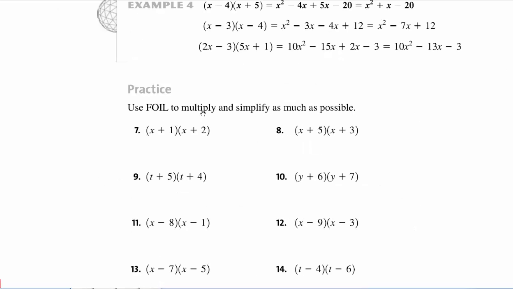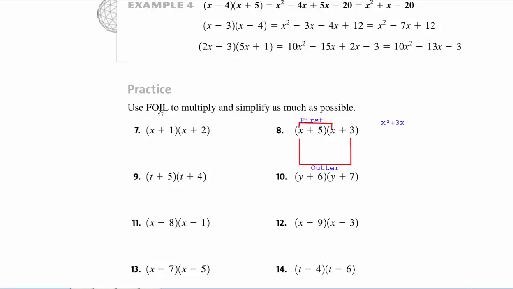So example number 8 says use FOIL to multiply and simplify as much as possible. All right, so the F stands for first. So this is my first term, the x and the x. Right, that's my first. So when I multiply x times x, I'm left with x squared. So I'll write the x squared here on the side. Next we have O for outer, so we're going to multiply our outer terms. Right, so you see we have the x times 3, so we'll call that 3x. So I'll write that 3x over here.